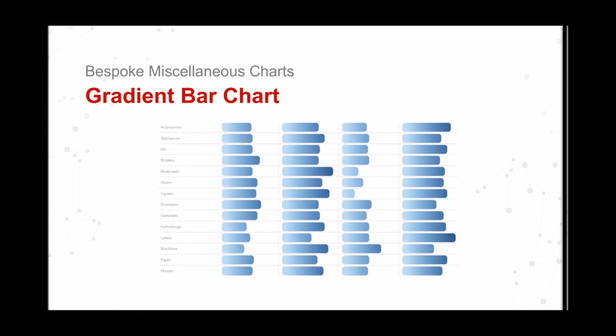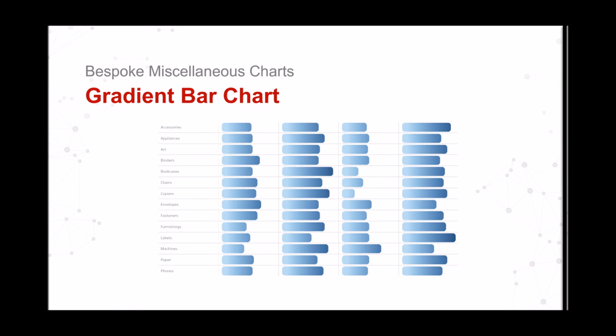Bespoke miscellaneous charts, gradient bar chart. And this is what it looks like. Essentially, we are going to use data densification and a few table calculation tricks to produce this gradient bar chart effect. Essentially, we are drawing loads of lines next to each other and we're just increasing the shade on them, so it gives us this effect. It's not too difficult, it's quite simple to understand, but let's get into it.